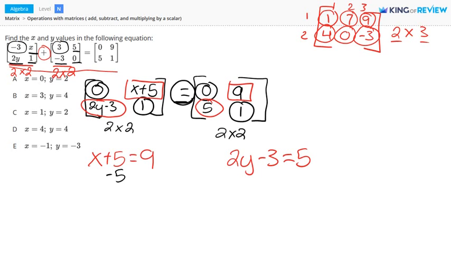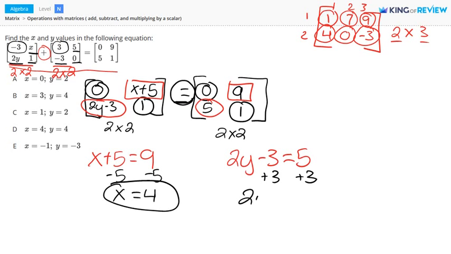So I'll subtract 5 on both sides, and I get x equals 4. I'll add 3 to both sides here. I get 2y equals 8, and dividing by 2 on both sides, I get y equals 4. So x equals 4 and y equals 4.